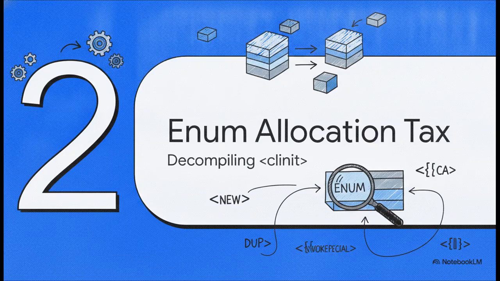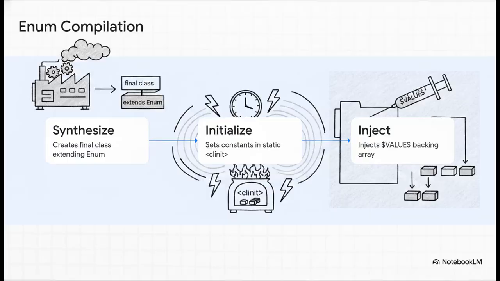Moving on to part 2, the enum allocation tax, decompiling the clinit block. Look, we all use simple enums every single day, but decompiling them actually exposes a very explicit memory tax. When you declare an enum, you aren't just making a simple list. The compiler is actually in the background synthesizing a fully realized final class that extends java.lang.Enum. It then initializes those constants within a static initialization block, the clinit block, and it injects a private backing array named $VALUES just to hold them.